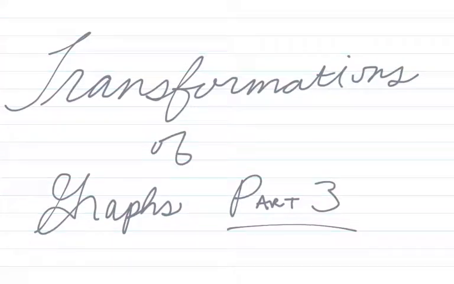In this video, we're going to continue looking at transformations of graphs. We've already seen our parent functions. We've graphed transformations that were horizontal shifts and vertical shifts, and we've looked at reflections of functions where we reflect either over the x-axis or over the y-axis. So in this part 3 video, we're actually going to look at vertical stretching and shrinking and horizontal stretching and shrinking.